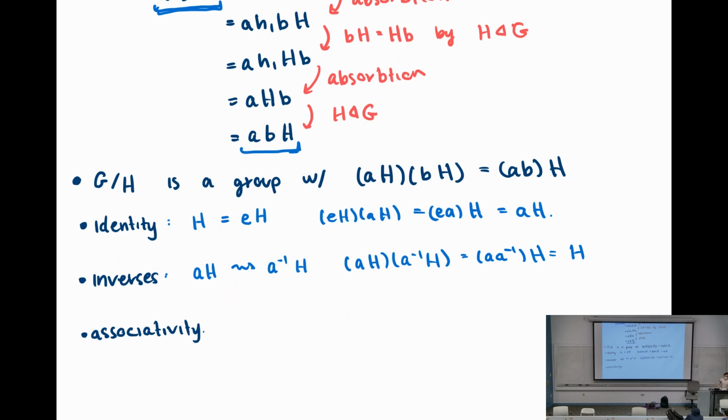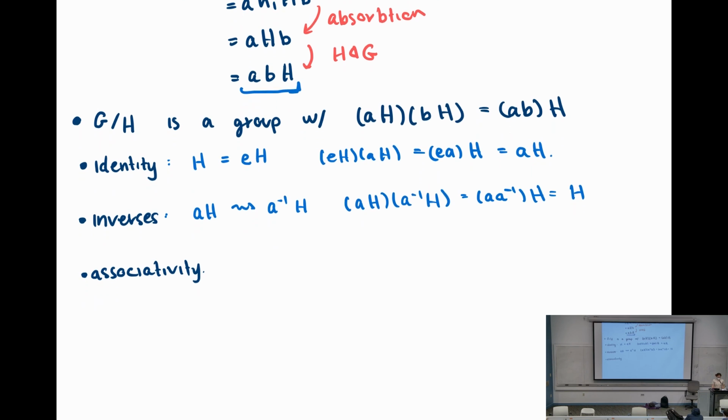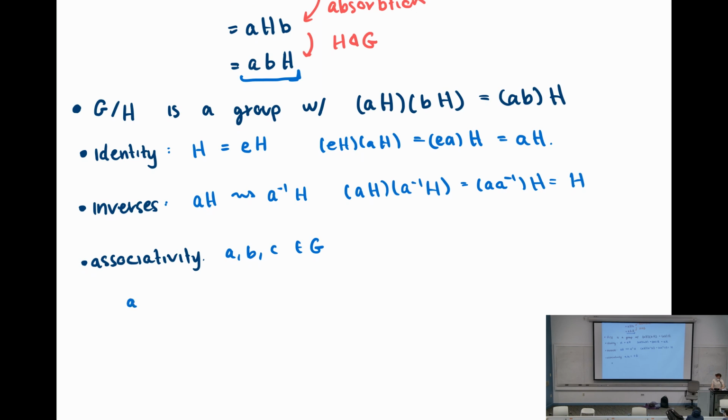Okay, and then let's see why this is associative. We're going to have like a big string of equalities. So let A, B, and C be elements of the group G. Then if I have AH times BH, and I do that multiplication followed by CH, I need to show that this is the same thing as if I had first multiplied BH and CH, and then did AH afterwards. So let's see why that's true.